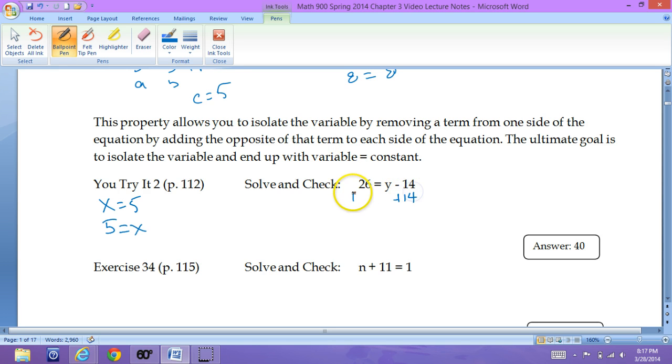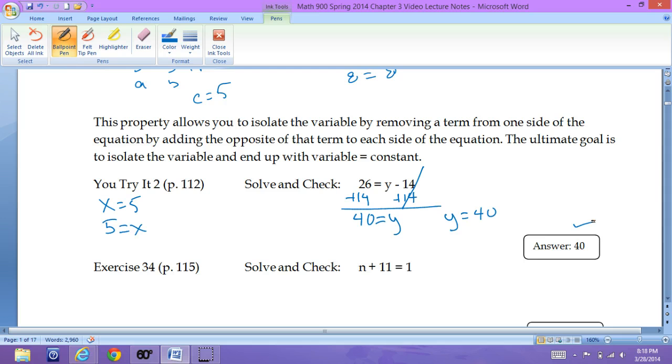To each side. And just like above, when I added 5 to both sides of the equal sign, we're going to add 14 without changing the solution. So we get y. This zeroes out. 26 plus 14 is 40. So y equals 40. If you want to switch it around, you get 40 equals y, that looks like that. So the answer is 40.